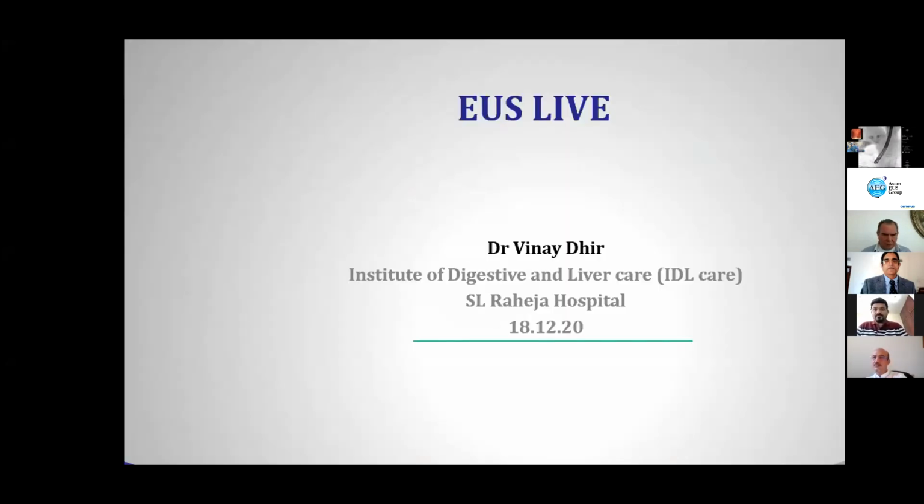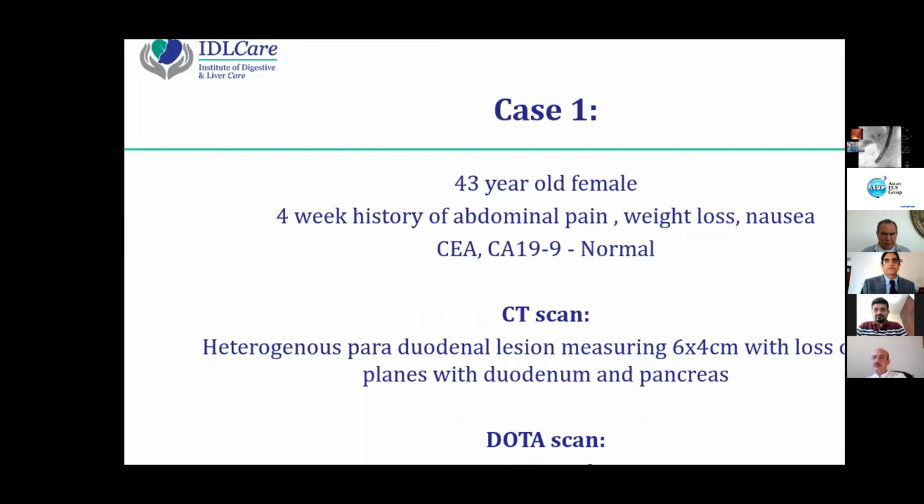Hello, everyone. This is case 1, a 43-year-old female. She presented with a 4-week history of abdominal pain, weight loss, and nausea. Blood parameters were normal. CEA and CA19-9 were also normal. CT scan showed a heterogeneous paraduodenal lesion measuring 6 by 4 centimeters, with lots of fat planes between the duodenum and pancreas, and DOTA scan was positive. So now we are posted for EUS guided biopsy.